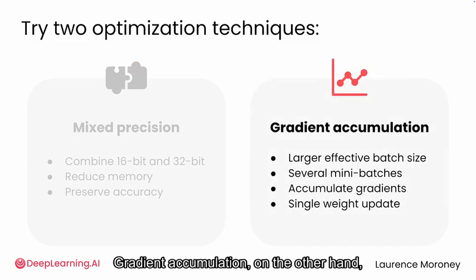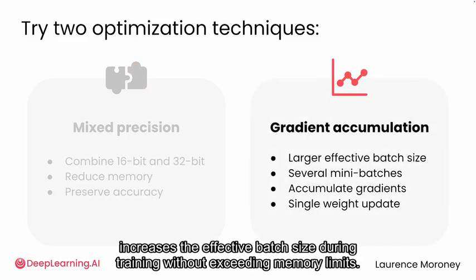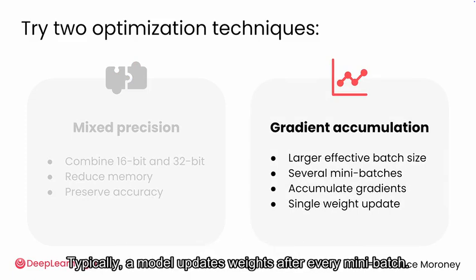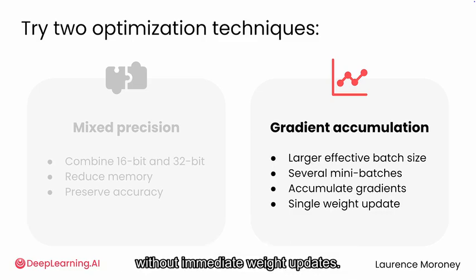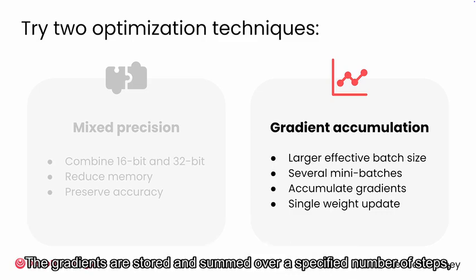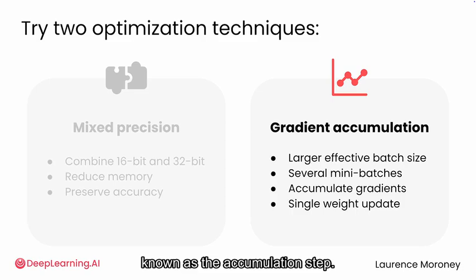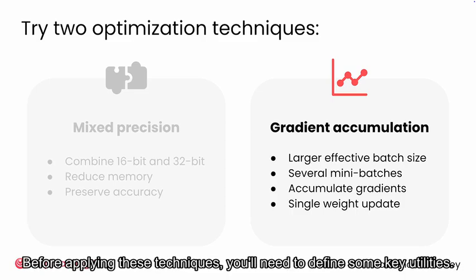Gradient accumulation, on the other hand, increases the effective batch size during training without exceeding memory limits. Typically, a model updates weights after every mini-batch. With gradient accumulation, several mini-batches are processed sequentially without immediate weight updates. The gradients are stored and summed over a specified number of steps, known as the accumulation step.